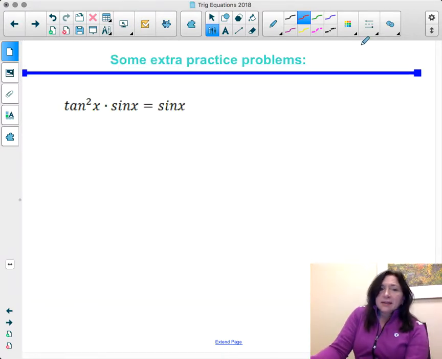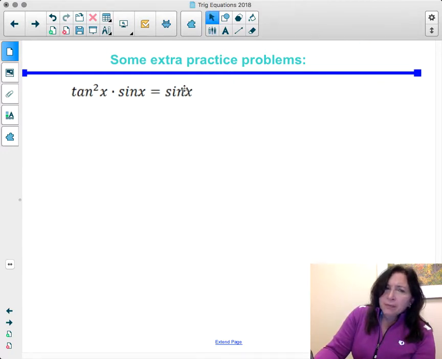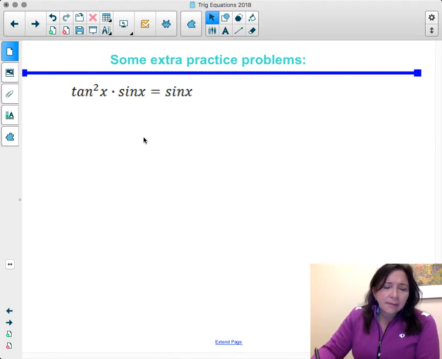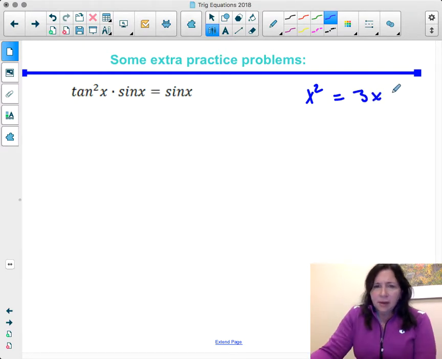And lastly, I really like this problem. The reason that I really like this problem is because a lot of people will think that you're going to have to divide by sine. And most importantly, you need to know that you don't divide by sine, because if you were dividing by sine, you would actually lose an answer. And so my example for this would be something like this. It'd be akin to this. If I had x squared is equal to, let's say, 3x, okay?